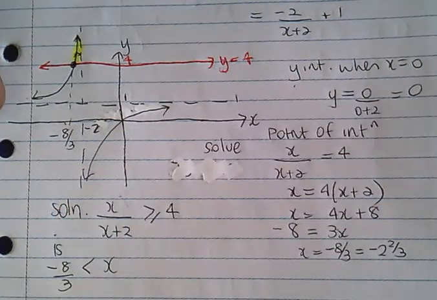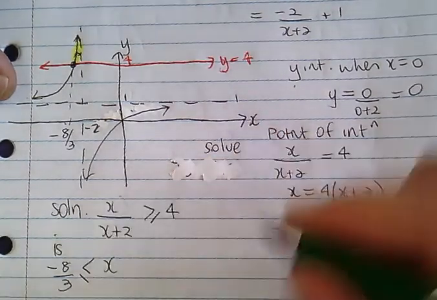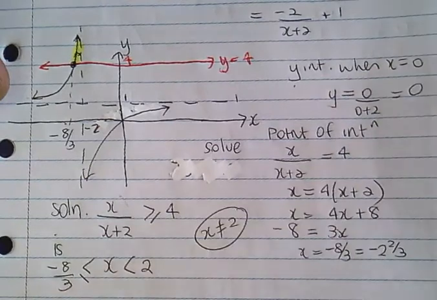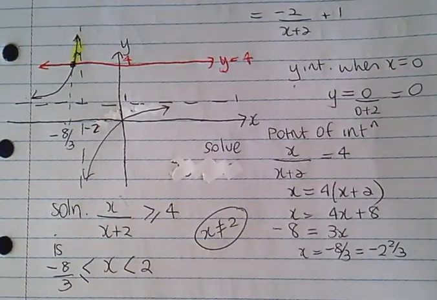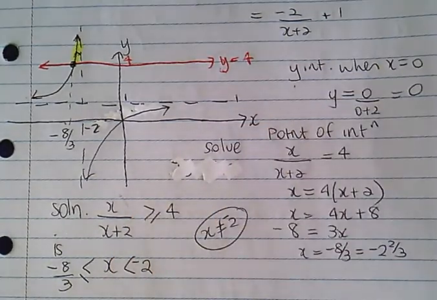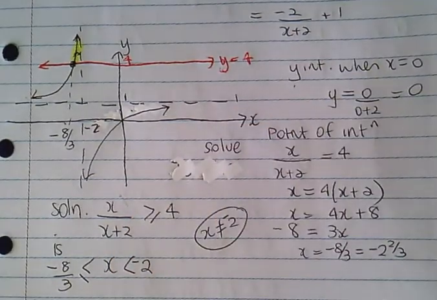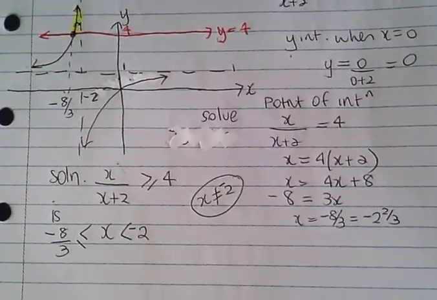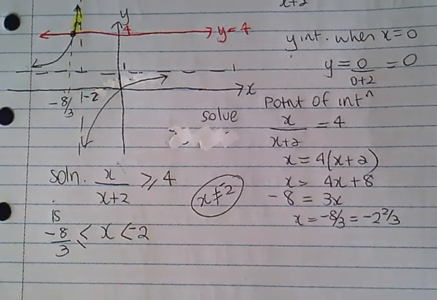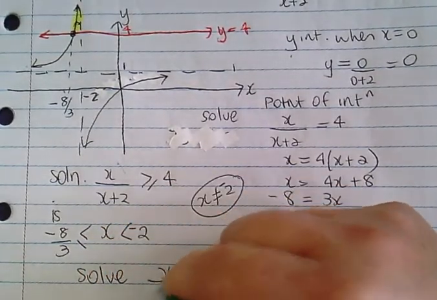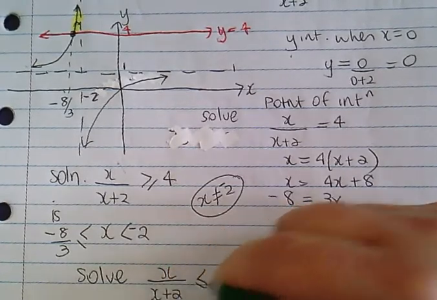Do I put an equal to with that one? What can x not equal? So that's a less than negative 2. It approaches the asymptote but never touches it. x can't equal negative 2, so it's between negative 8 on 3 and negative 2.